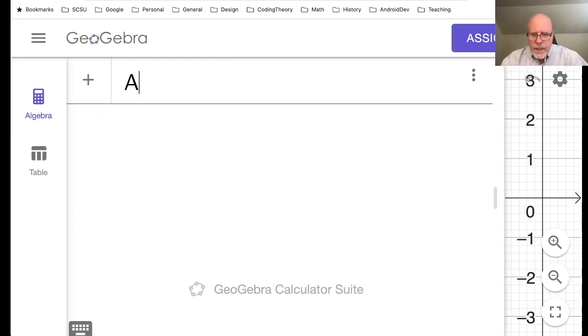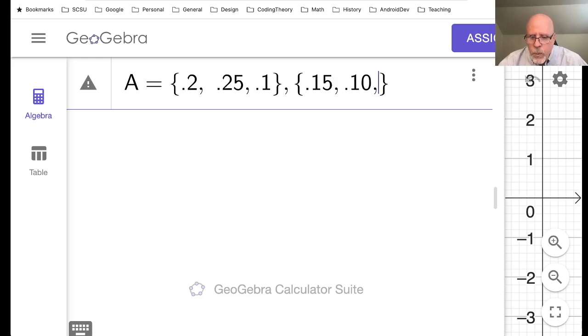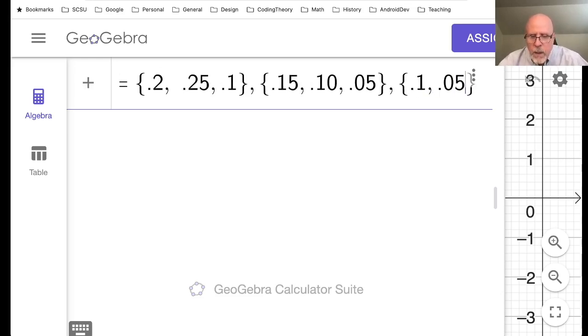Okay, so the matrix A for inputs and outputs is 0.2. I'm again just copying out what was in the book. 0.25 and 0.1. That was the first row. The second row is 0.15. Whoops, gotta make a comment in there. 0.10 and 0.05. And then the third row is 0.1, 0.05, and 0.15.